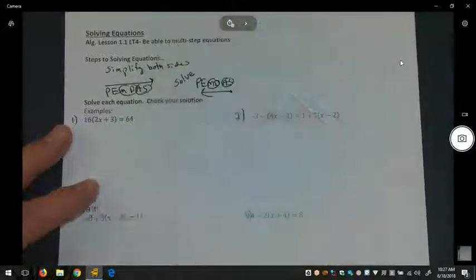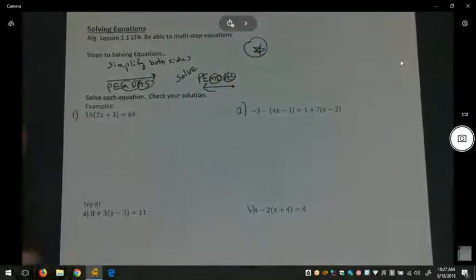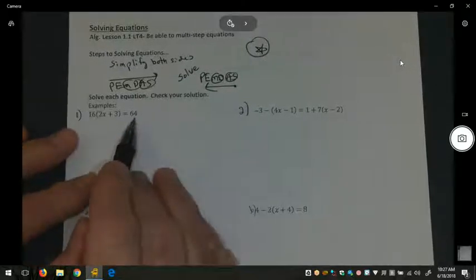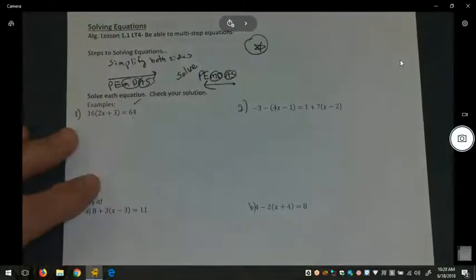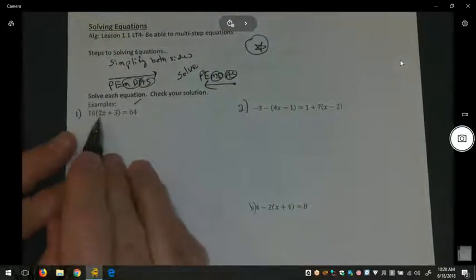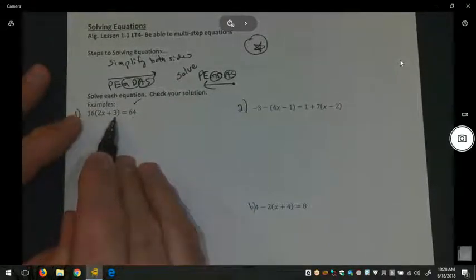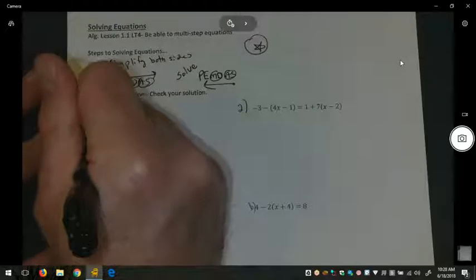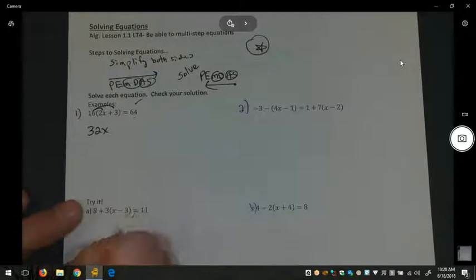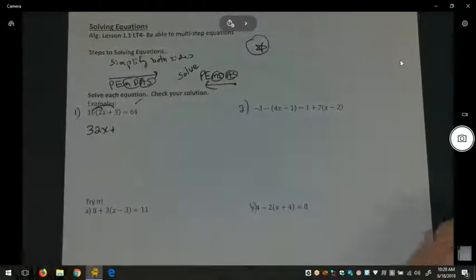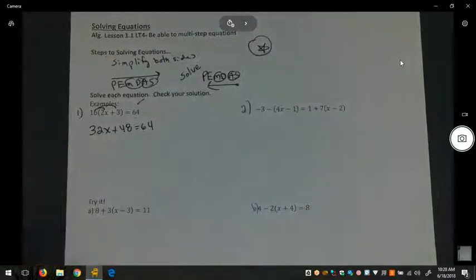So I'll give one example like that. There's another method that we prefer at the high school level that we often teach. So the first step is to simplify. The right side of this equation is already simplified. There's nothing I can do. So that part's good. On the left side, there's nothing I can combine in the parentheses because that has an x term and that doesn't. But I can multiply, or rather distribute. So that gives me 32x, 16 times 2x, plus 16 times 3, which is 48, equals 64.